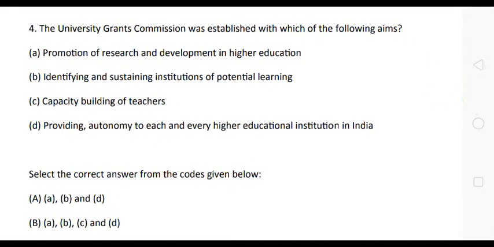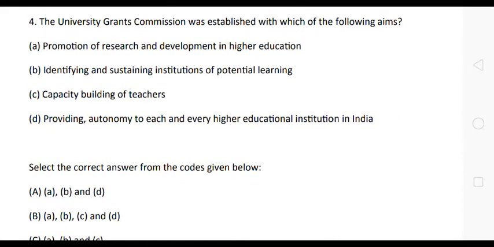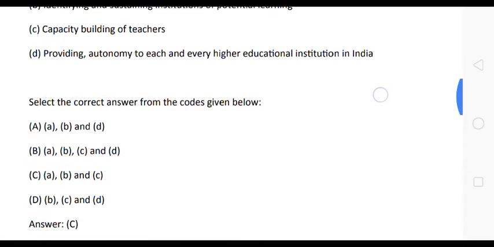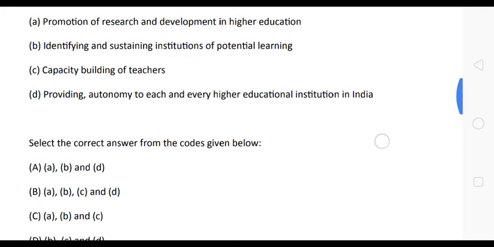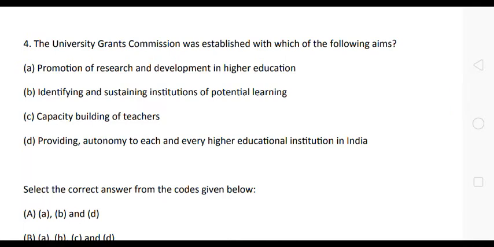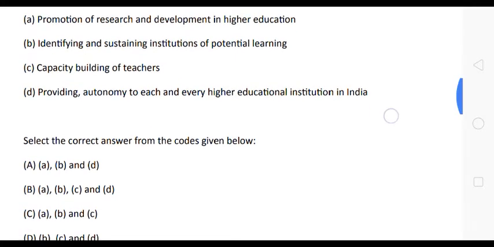Okay friends, now let us see the next question. The University Grants Commission was established with which of the following aims? Here the options are: Option A, promotion of research and development in higher education. Option B, identifying and sustaining institutions of potential learning. Option C, capacity building of teachers. Option D, providing autonomy to every higher educational institution in India. Here the correct answer is A, B, C statements. Okay friends, the aims of the University Grants Commission are promotion of research and development in higher education, identifying and sustaining institutions of potential learning, and capacity building of teachers. These statements are correct.